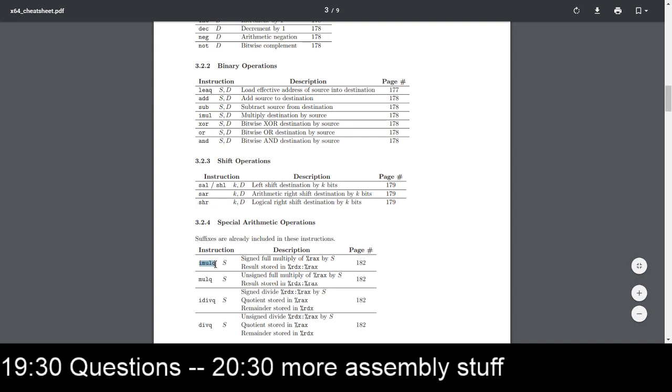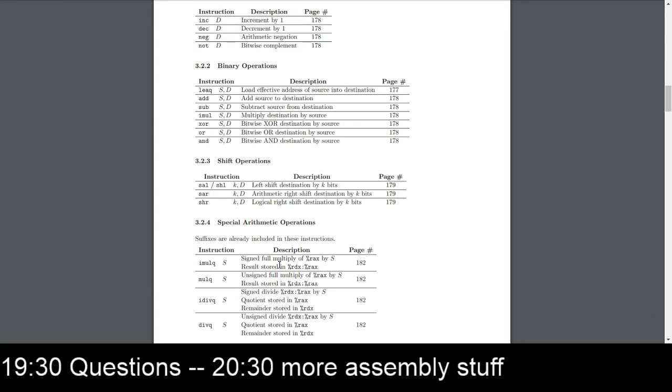If you use imulk, it will multiply s, the source, signed full multiplication of RAX by s. The result will be stored in RDX and RAX, I believe. The most significant bits will be stored in RDX, and the least significant bits will be stored in RAX. So that's why you have imulk there.